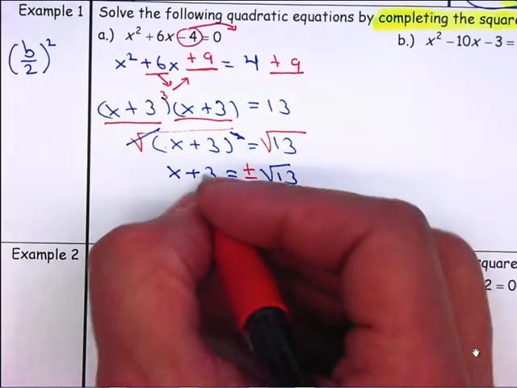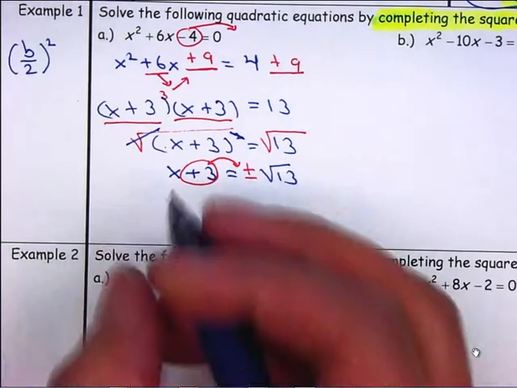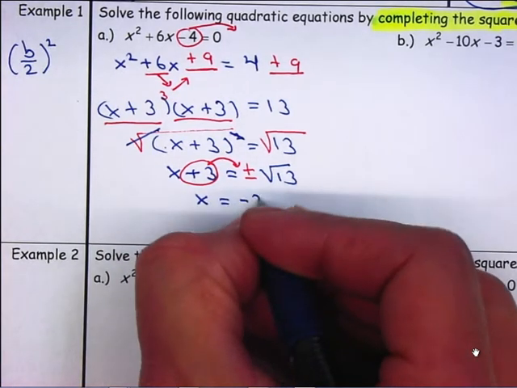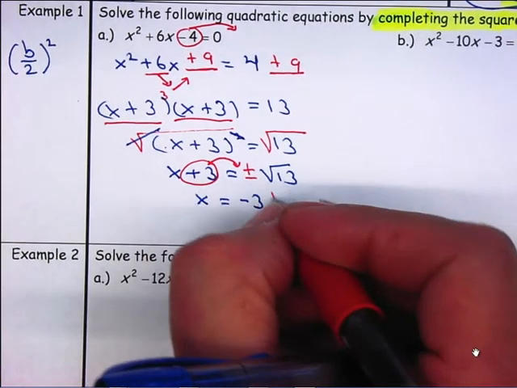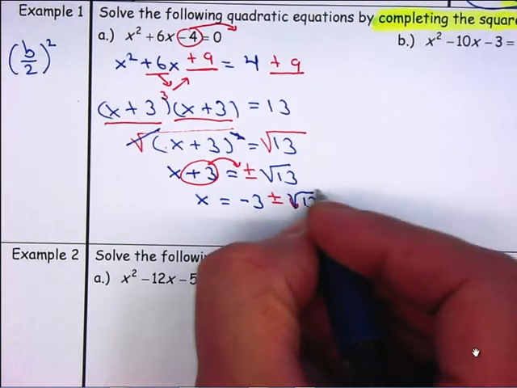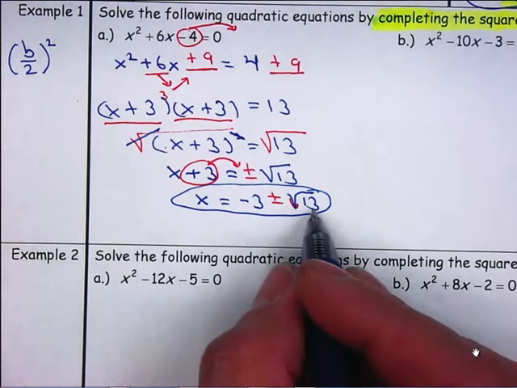Now I'm going to move my 3 to the right. Last step will be to move the 3 to the right because it's a negative. So I have x is equal to negative 3 plus or minus the square root of 13. And that's it. We don't need to do the 2 arrows because there's no square root of 13.